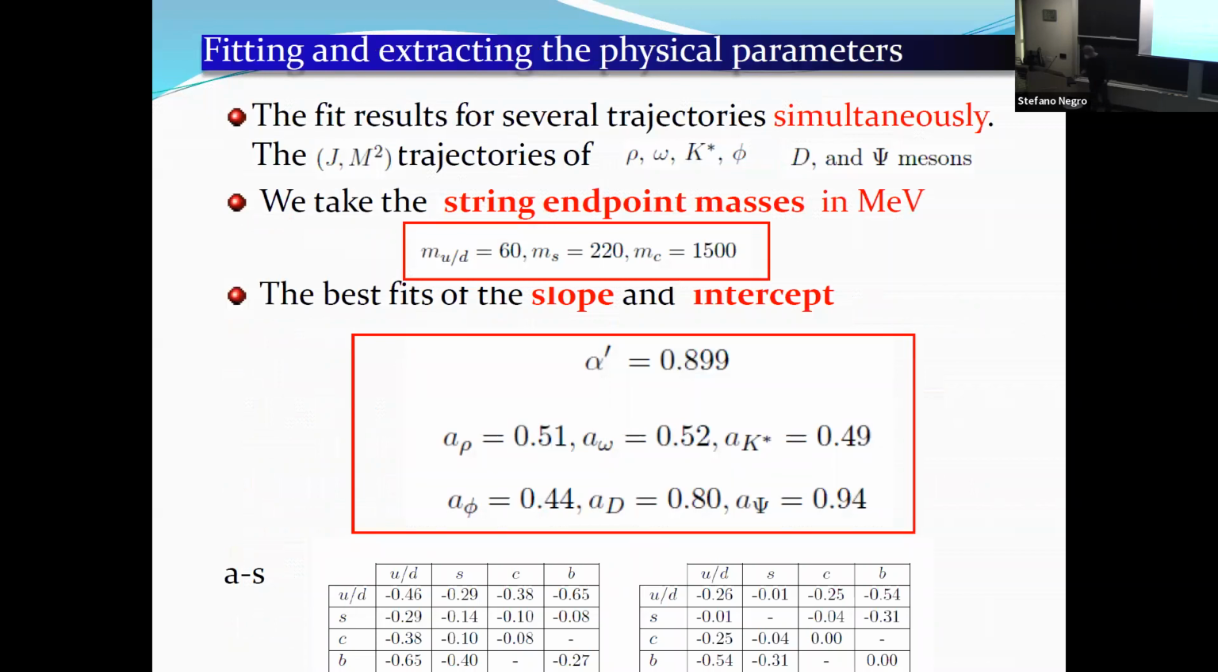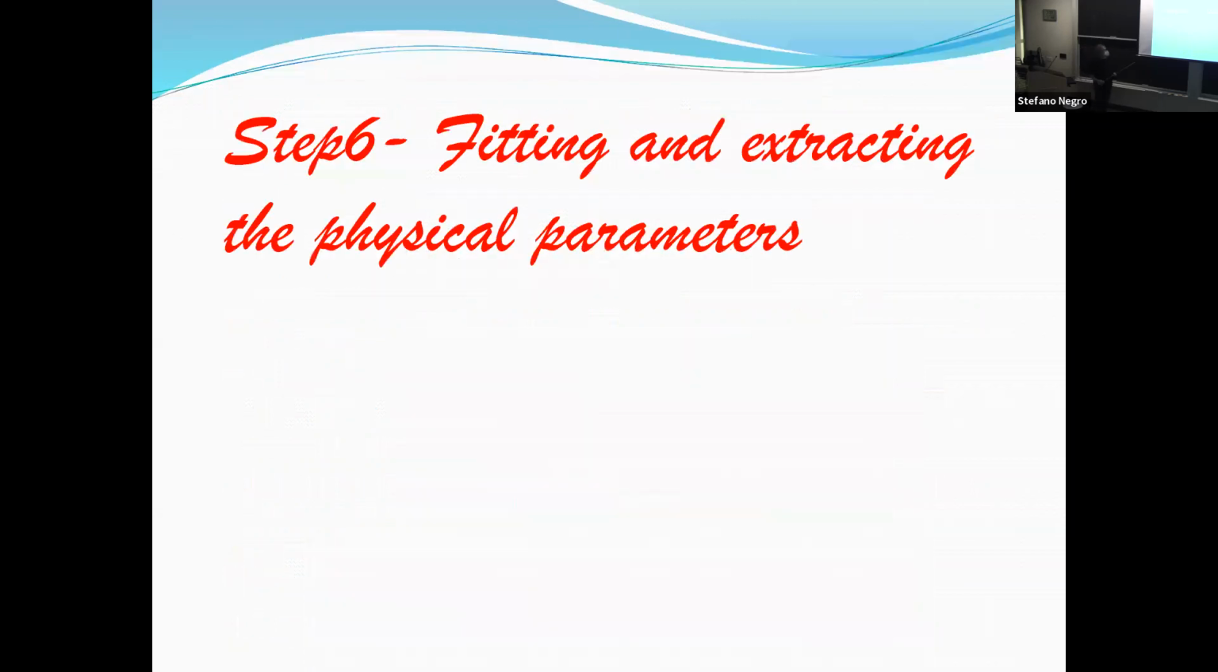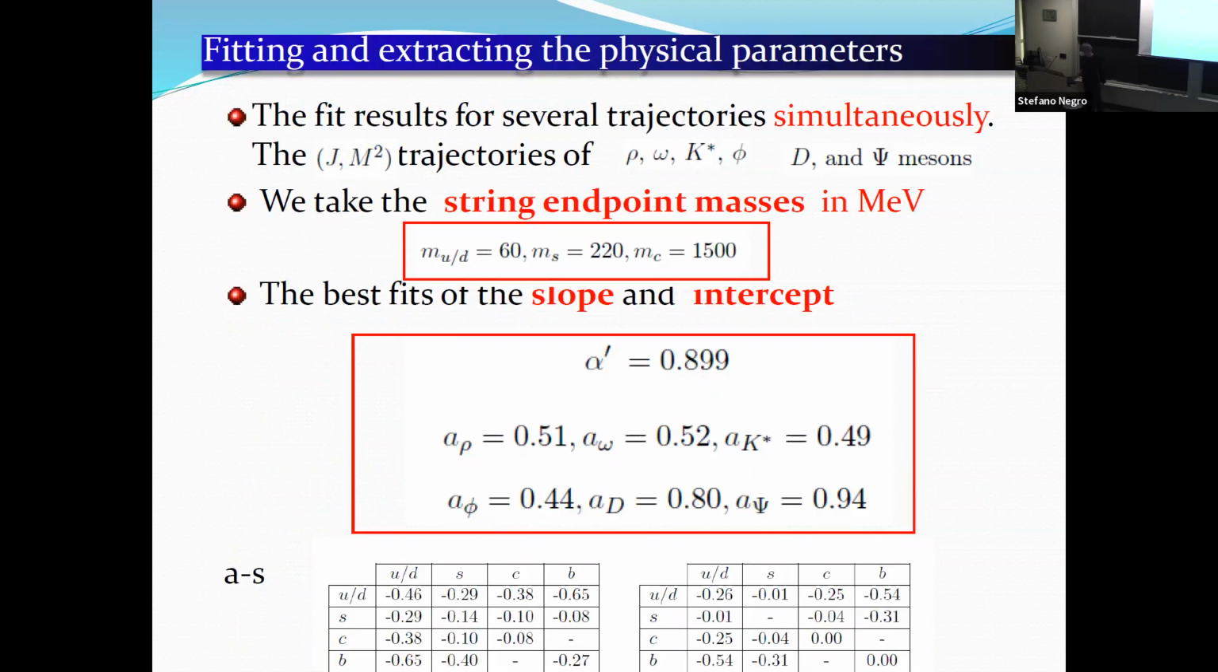I'll move on and talk about the best fits to the data, and I'll come back to this issue with the intercept in a second. So we took the trajectories of rho, omega, K star, phi, D, and psi, and also baryons, and we came out with these values of the quarks masses in MeV. The slope alpha prime is 0.9, and we get a bunch of intercepts.